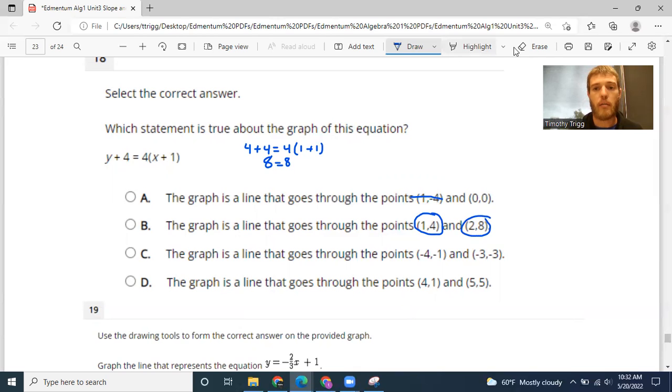We can double check by replacing y with 8 and x with 2. So this would be 8 plus 4 equals 4, parentheses 2 plus 1. 8 plus 4 is 12 equals, this is 4 times 3, which is also 12. So since it equals in the equation, we know that those points will be on that equation.